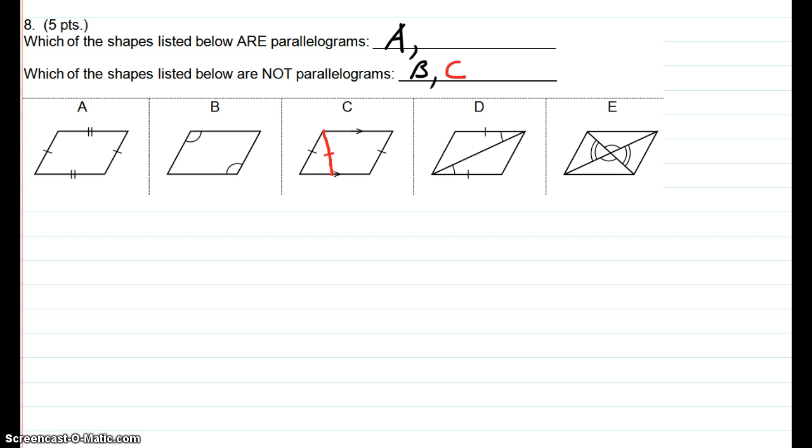D, if you notice in D, they are telling you that this angle here and this angle here are congruent, and that makes these lines parallel. And so what happens when these lines are parallel, this is actually going to end up making a parallelogram, because if I know the one set of parallel sides and that parallel sides happen to be congruent, then the shape ends up to be a parallelogram. So D is a parallelogram.